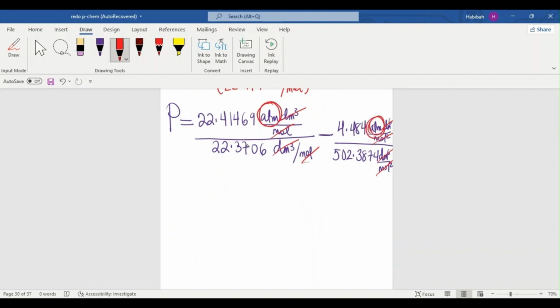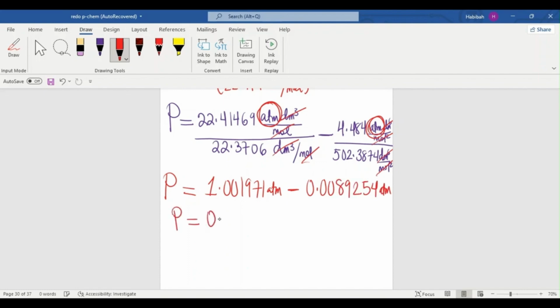Atmosphere on this side is the only unit that remains, which confirms that we're doing our calculations correctly. So let's say pressure now is just going to be 22.41469 divided by 22.3706, which will give you 1.00197 atmosphere, minus 4.84 divided by 502.3874, which would give you 0.0089254 atmosphere.